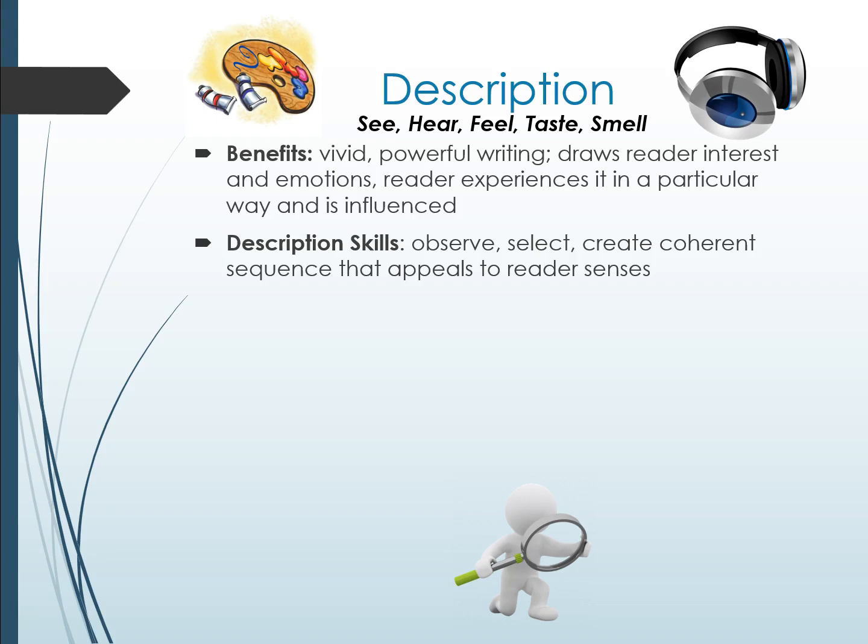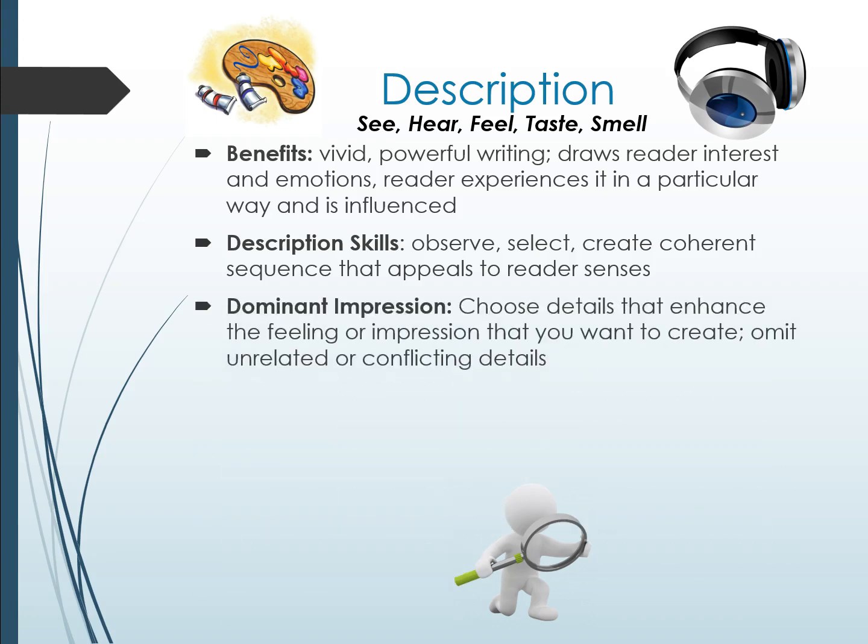How do you know which details are the most important to include? By considering your dominant impression. Your dominant impression is the aspect of your description that you're trying to emphasize, although it's not necessarily the most obvious or stereotypically important aspect. In the textbook, I give the following example about various ways you might describe your grandparents' house.